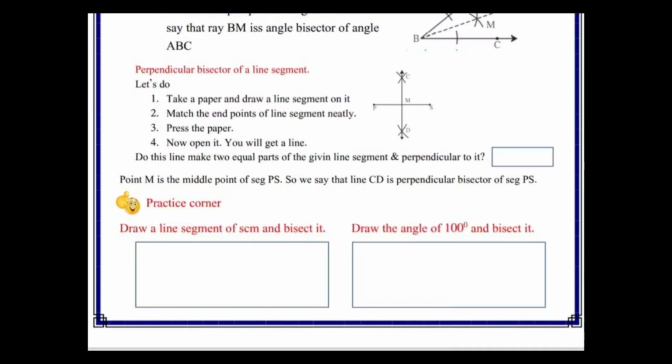Let us see how to solve these two questions in the practice corner. Question number 1 is draw a line segment of 5 cm and bisect it, and the second question is draw an angle of 100 degrees and bisect it. So let us solve.